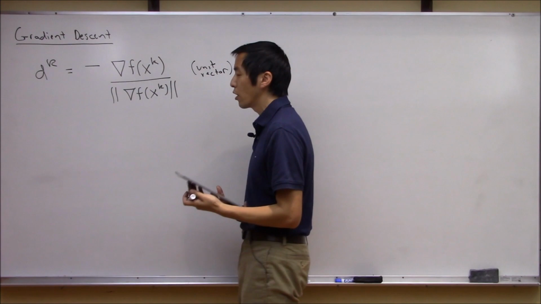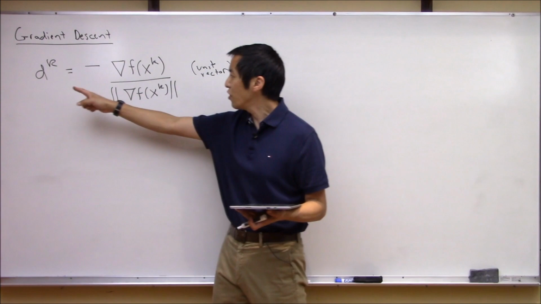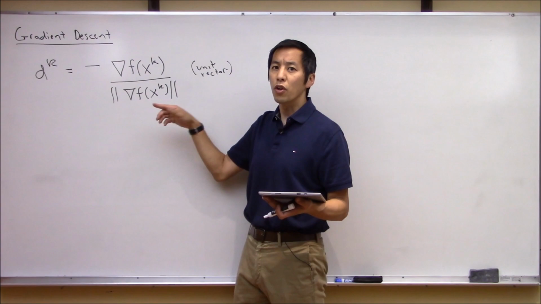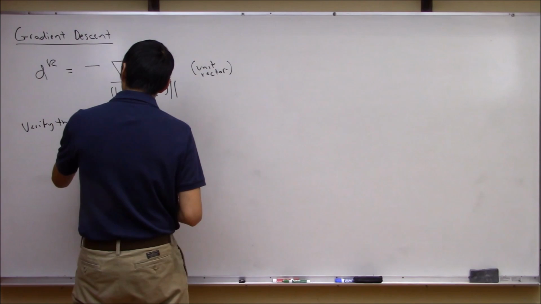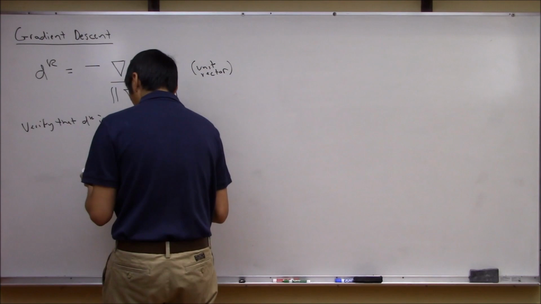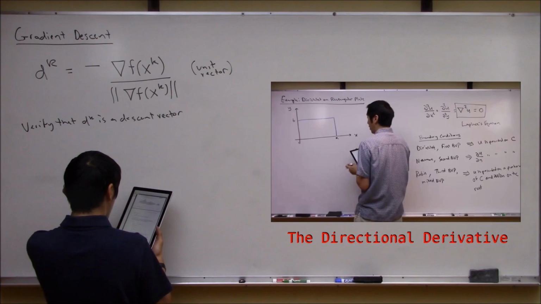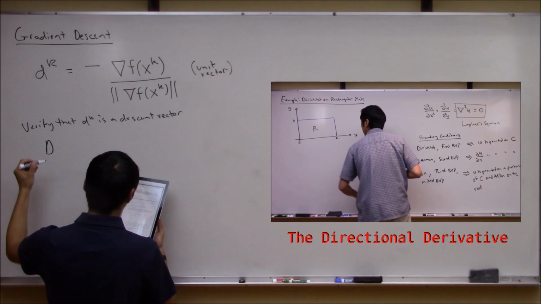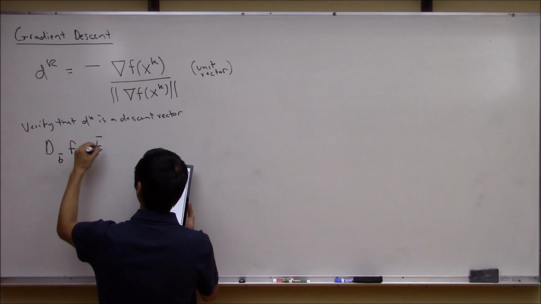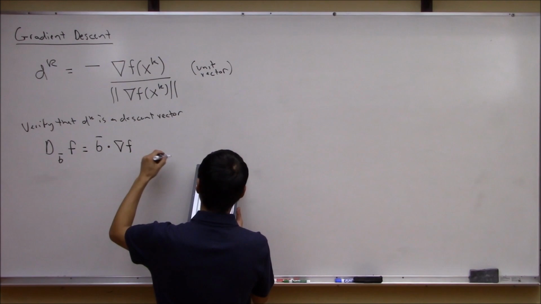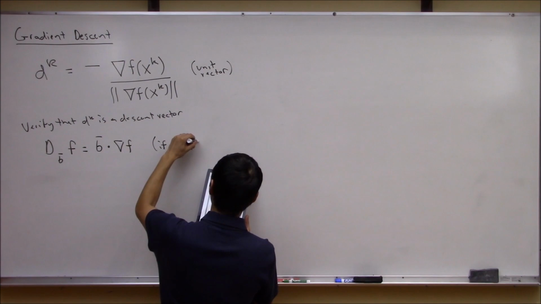In fact, we can prove that it's a descent vector, because if I move in this direction at the location xk, the cost function value should go down, at least instantaneously. So let's verify that dk is a descent vector, or descent direction, however you want to think about it. If you remember from our discussion on differential calculus, the concept of a directional derivative: the directional derivative of some function f in the direction of a vector b is the direction b dotted with the gradient of that function, true if the norm of b is 1.